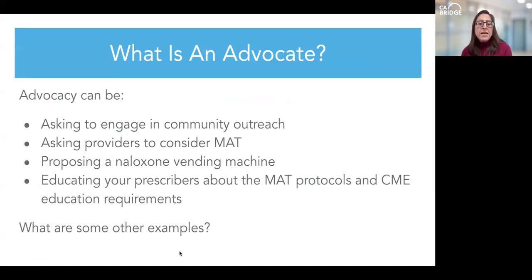Okay, well, you guys are putting examples in the chat. It could be asking to engage in community outreach for yourself, right? We hear this a lot from navigators that they don't have approval. It wasn't approved for community outreach. It's asking providers to consider MAT. We still have lots of navigators who have that barrier and challenge. We're going to hear a story today from our next speaker, our next navigator, about proposing a naloxone vending machine in their hospital. And then educating your prescribers about MAT, right? Some of them still think, there's that old word, you guys, what's that? The X waiver. There's certain laws, right? I'm not an addiction doctor. I can't prescribe.